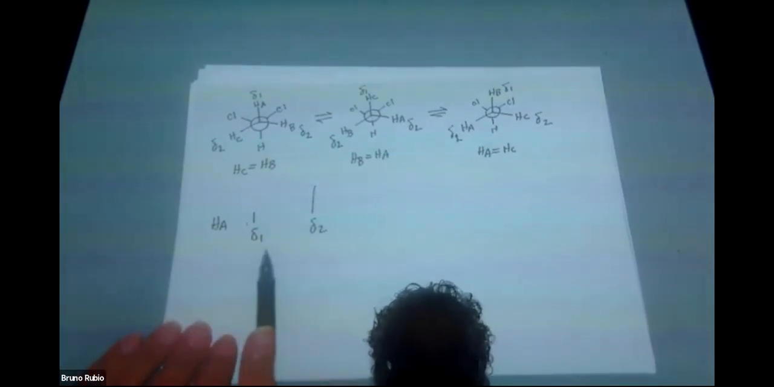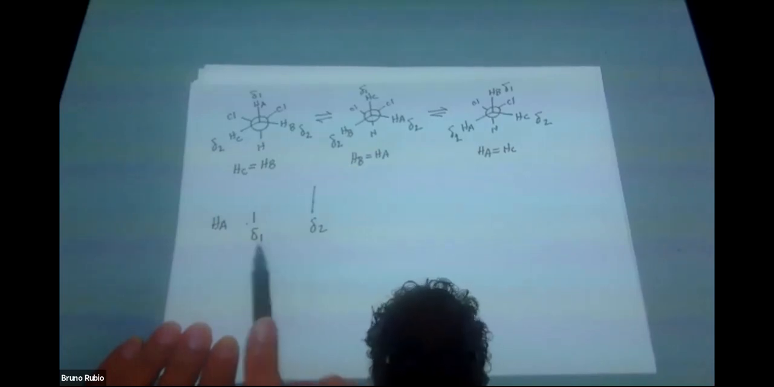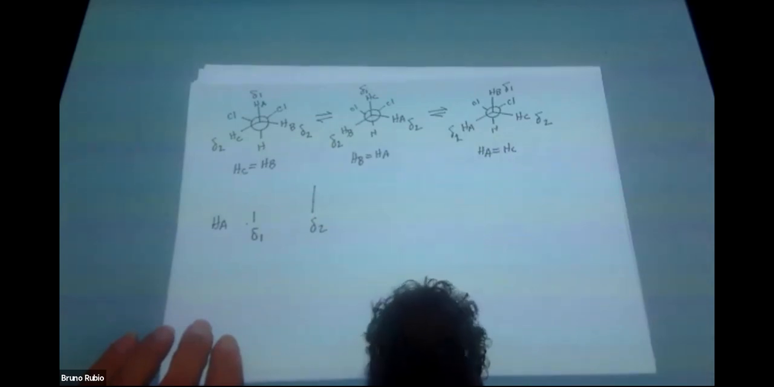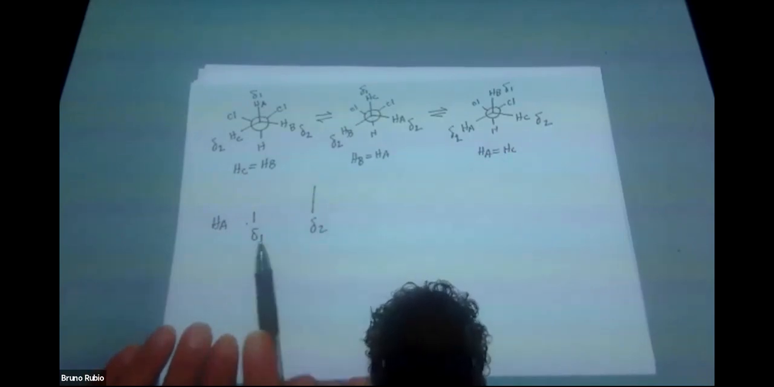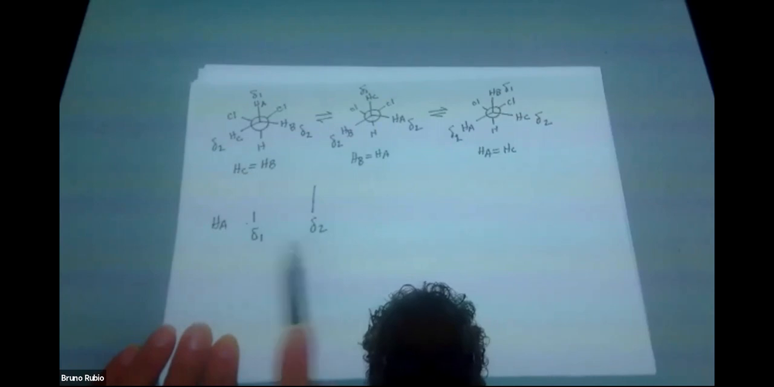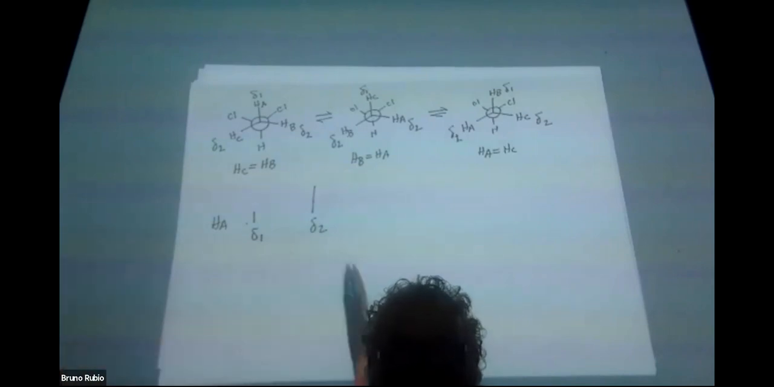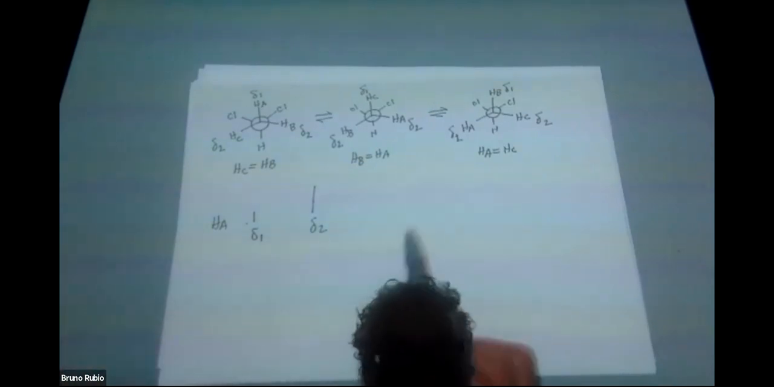But HA is going from chemical shift delta 1 to chemical shift delta 2 and back again billions of times per second. In order for the NMR instrument to tell the difference between delta 1 and delta 2, HA has to be delta 1 or delta 2 for at least half a second. We just went through that. But HA is going from delta 1 to delta 2 billions of times per second. What the NMR sees is an average of these two signals.